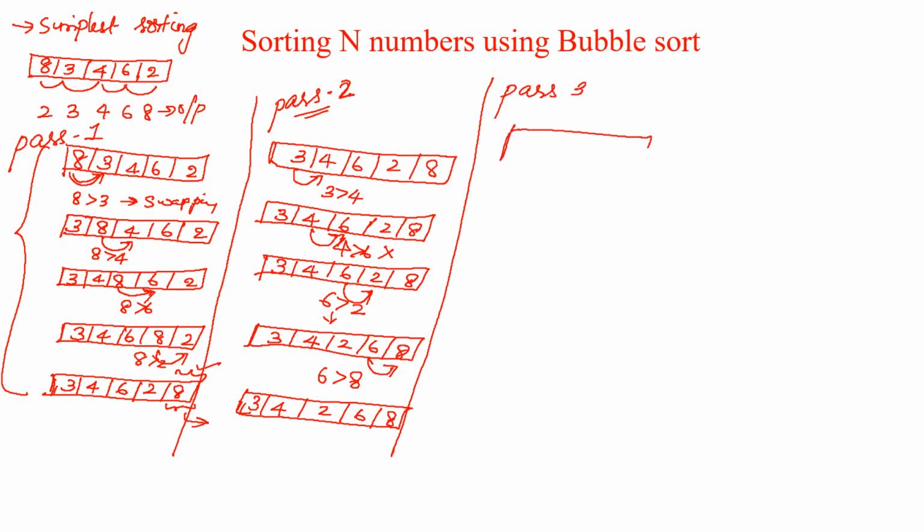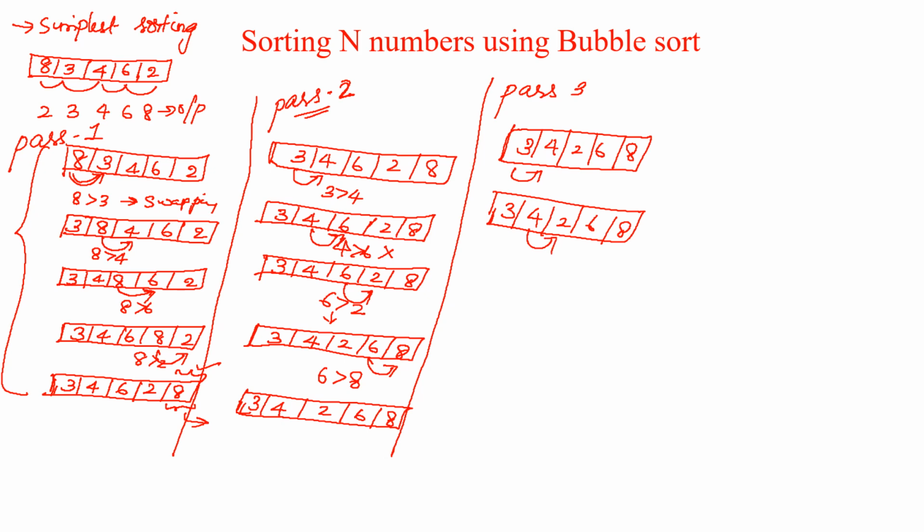So in the case of pass 3, what will be your data? 3, 4, 2, 6 and 8, right? Again the cycle continues. So 3 and 4 will be compared, whether 3 is greater than 4, no, so there will be no swapping. 3, 4, 2, 6, 8, it remains the same.